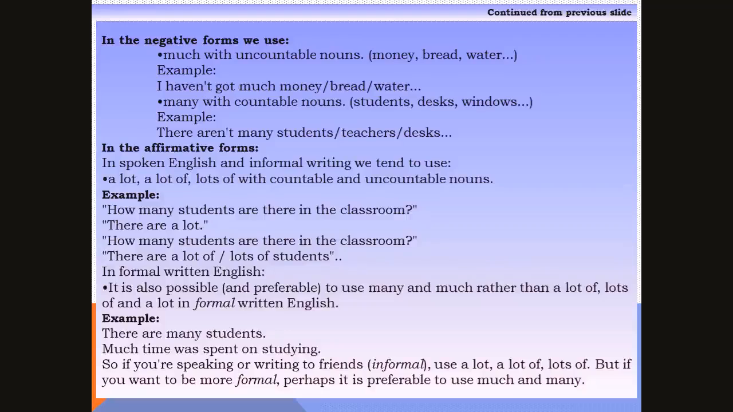So if you are speaking or writing to friends, use a lot of, lots of. But if you want to be formal, you should avoid a lot of or lots of.